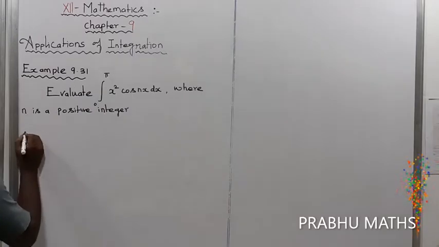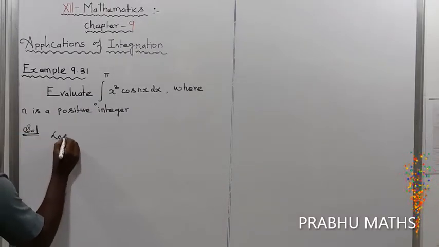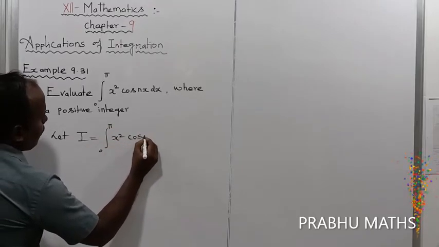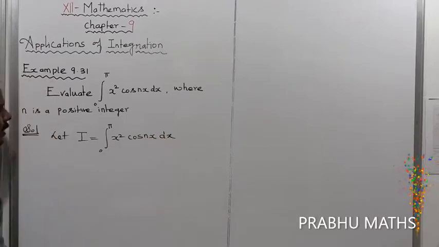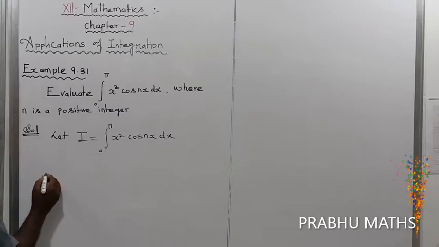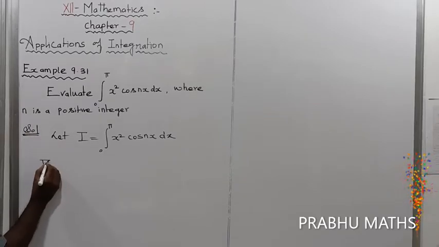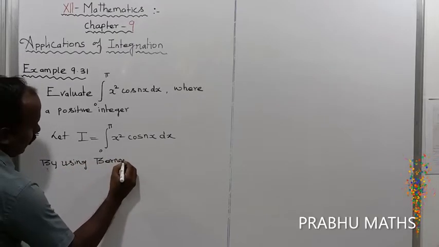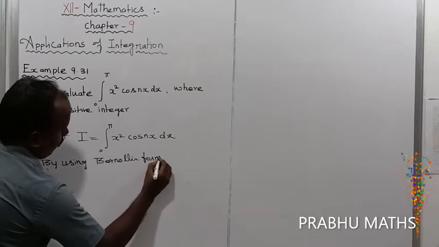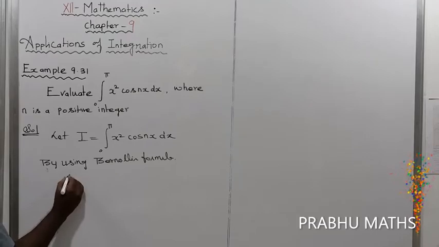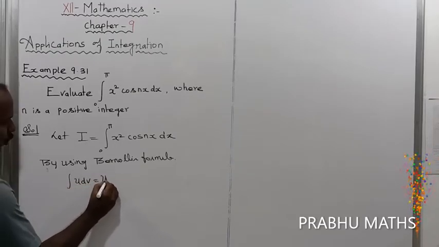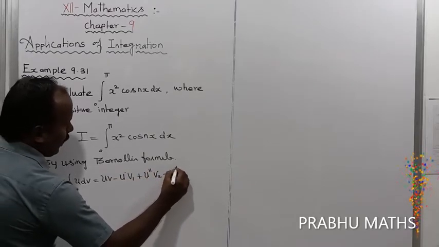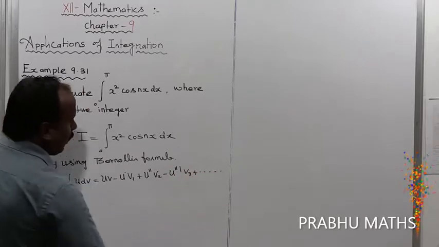So first of all, the given value is considered, that the value of I is equal to the integral from 0 to pi of x square into cos nx into dx. So by using the Bernoulli's formula, integral u dv is equal to uv minus u dash v1 plus u double dash v2 minus u triple dash v3 plus and so on, etc. That is the Bernoulli's formula.